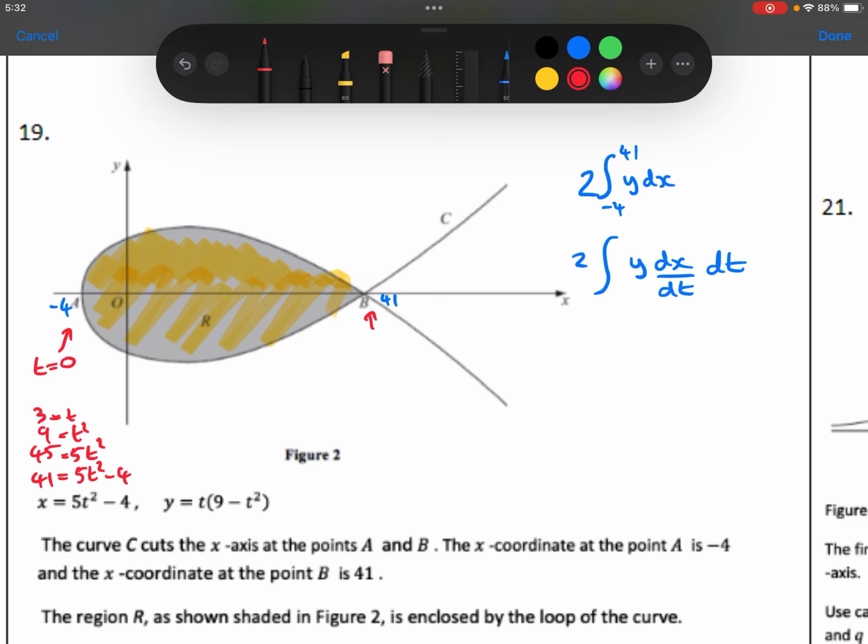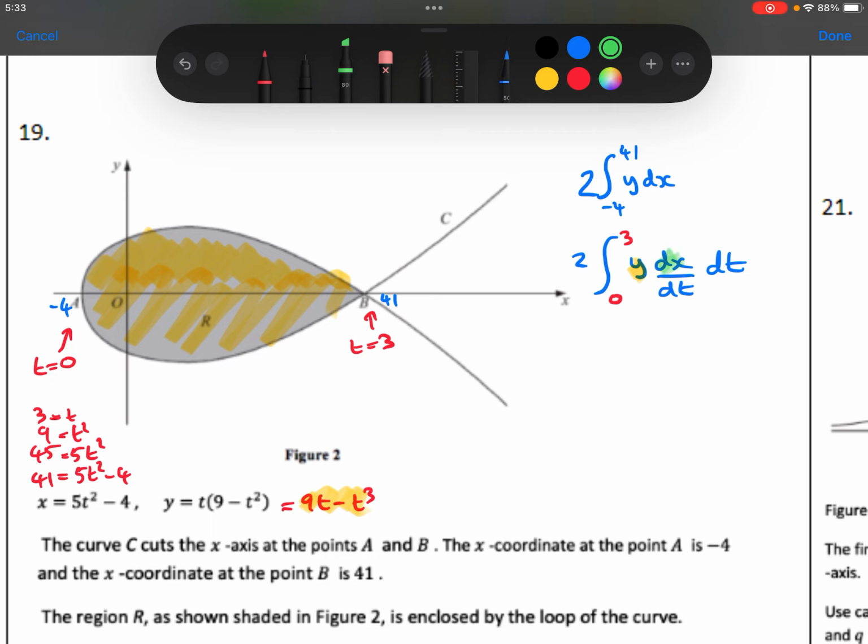Two different values, one for when the curve is going up through that point and one for when the curve is going back through that point again. I only need to use one of them though, so I'm going to use 3. So our lower limit was 0, our upper limit is 3. The y can be replaced with 9t minus t cubed. So let's plug that instead of the y here.